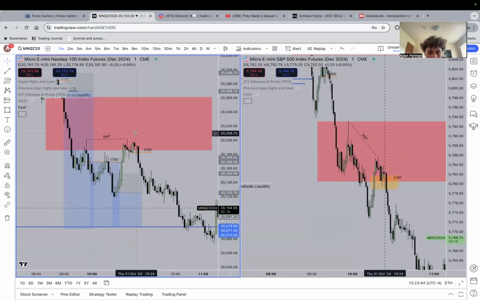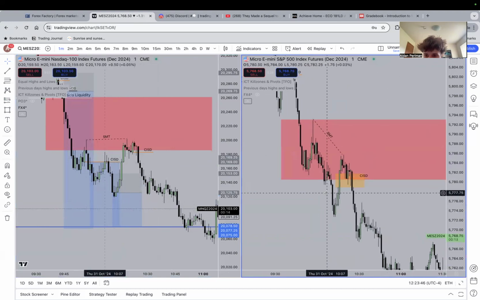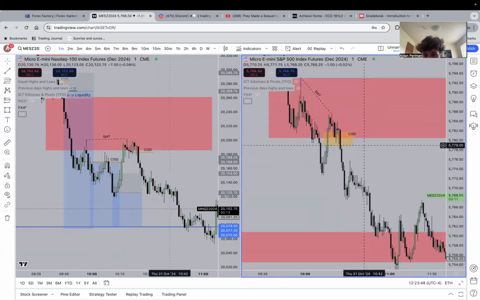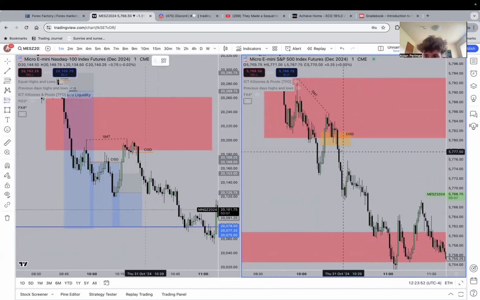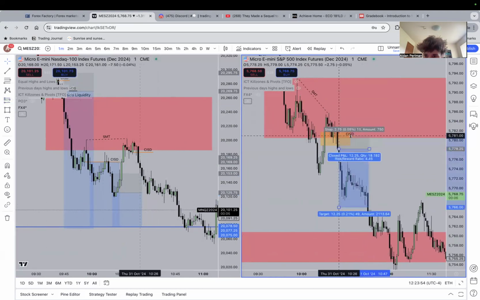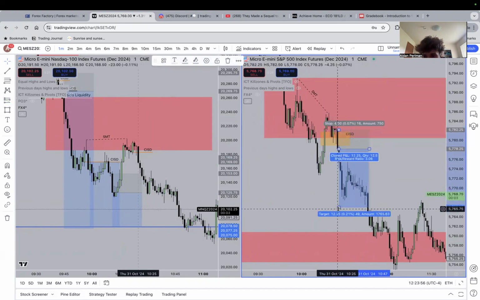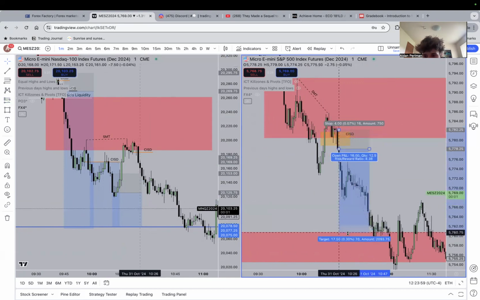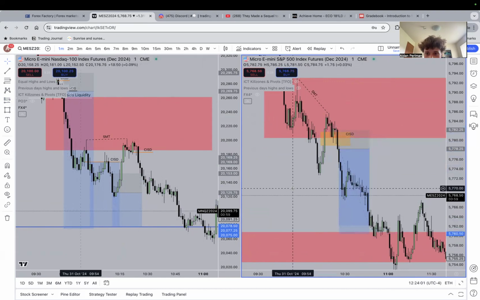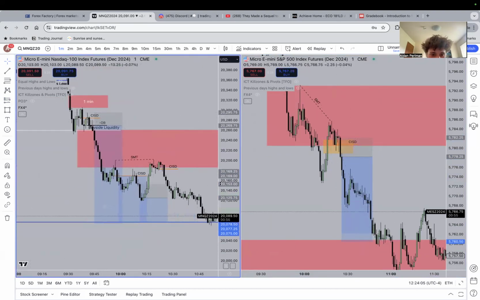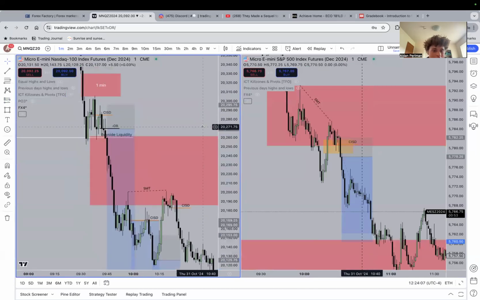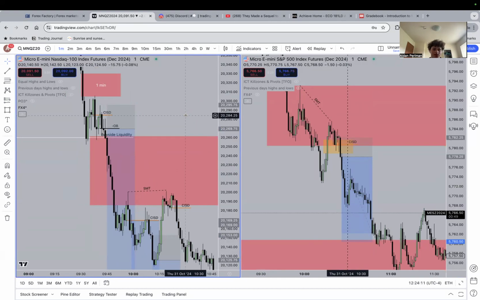Then we get SMT, weaker pair, SMT, SMT, oh my God. Inverse fair value gap. Enter off the inverse. Stops above the high, and take profit down here. Now, let's go over what I would have risked on this and what my whole money should have been looking like.